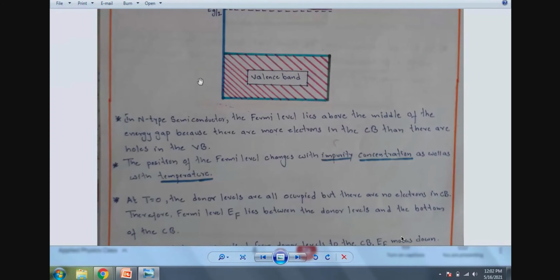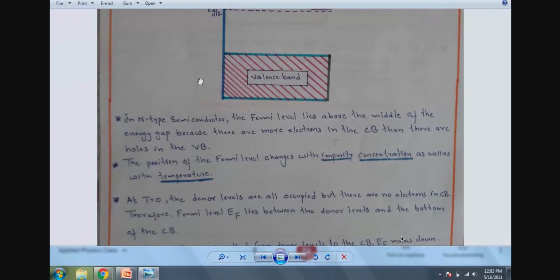Now finally, because 1 by 2 is common, I have taken 2 into n into 1 by 2. So I got these equations. Then e to the power of minus delta E. What is this delta E? It is nothing but the ionization energy of the donor. I can write delta E is equal to EC minus ED, which is the ionization energy of the donor.